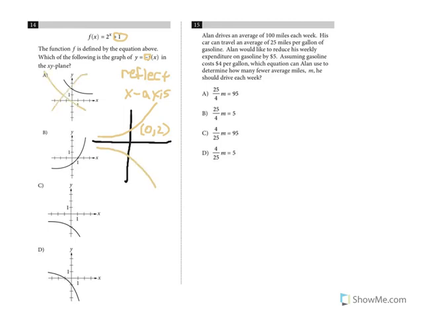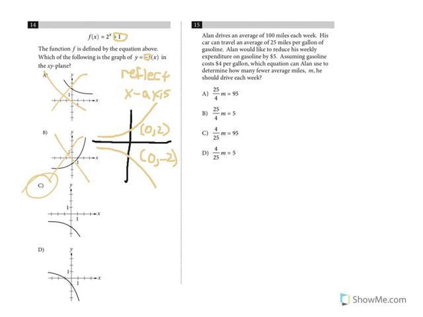So that tells us it can't be A. It's not going to be B. It could be C, or it could be D. Now our key here is the fact that it goes through the point 0, 2, which means its reflection about the x-axis is going to go through the point 0, negative 2, which is our answer choice D.